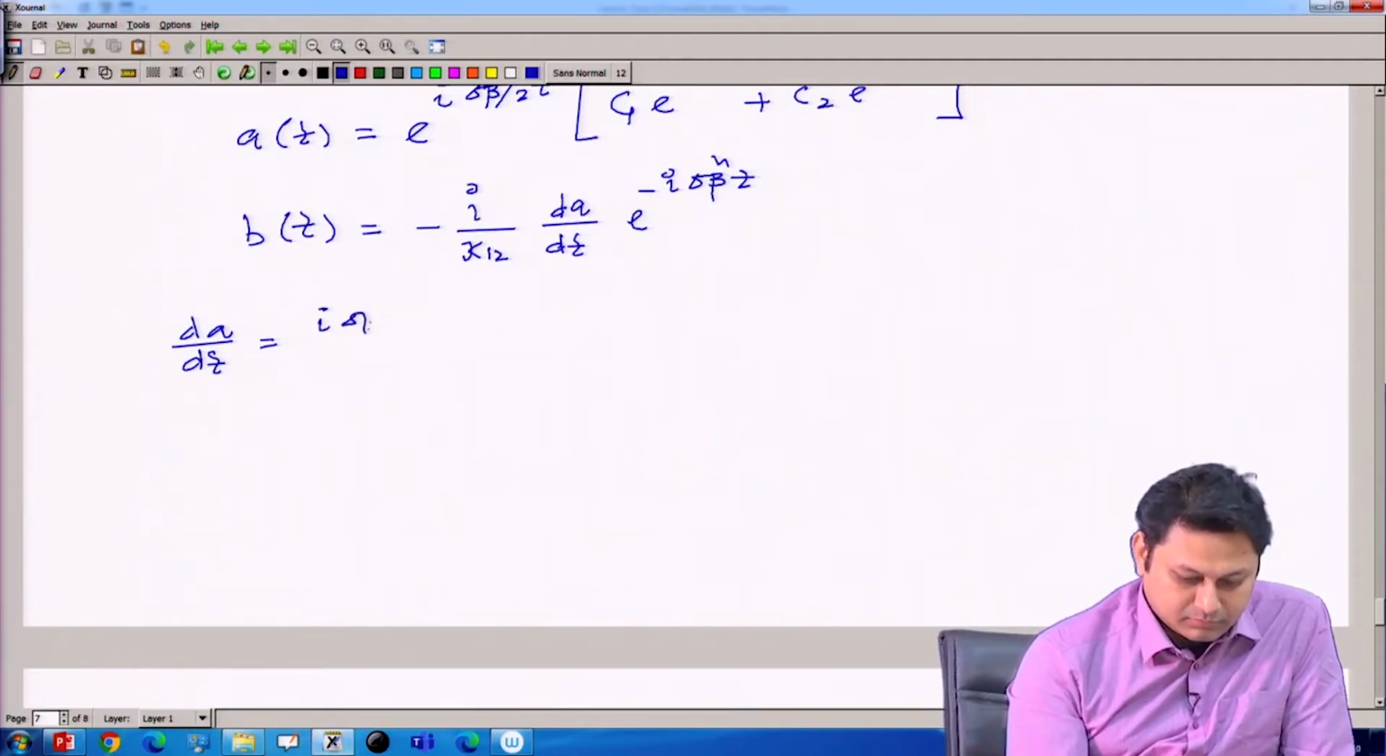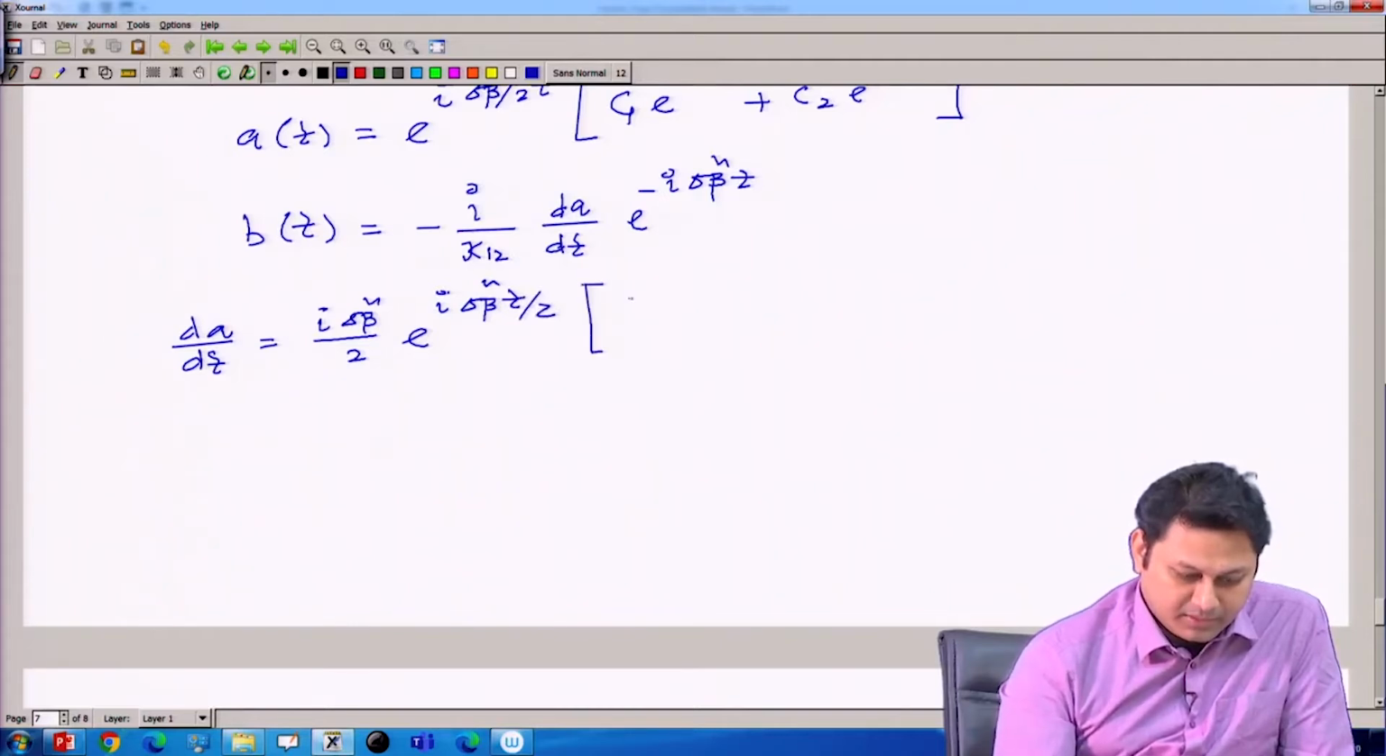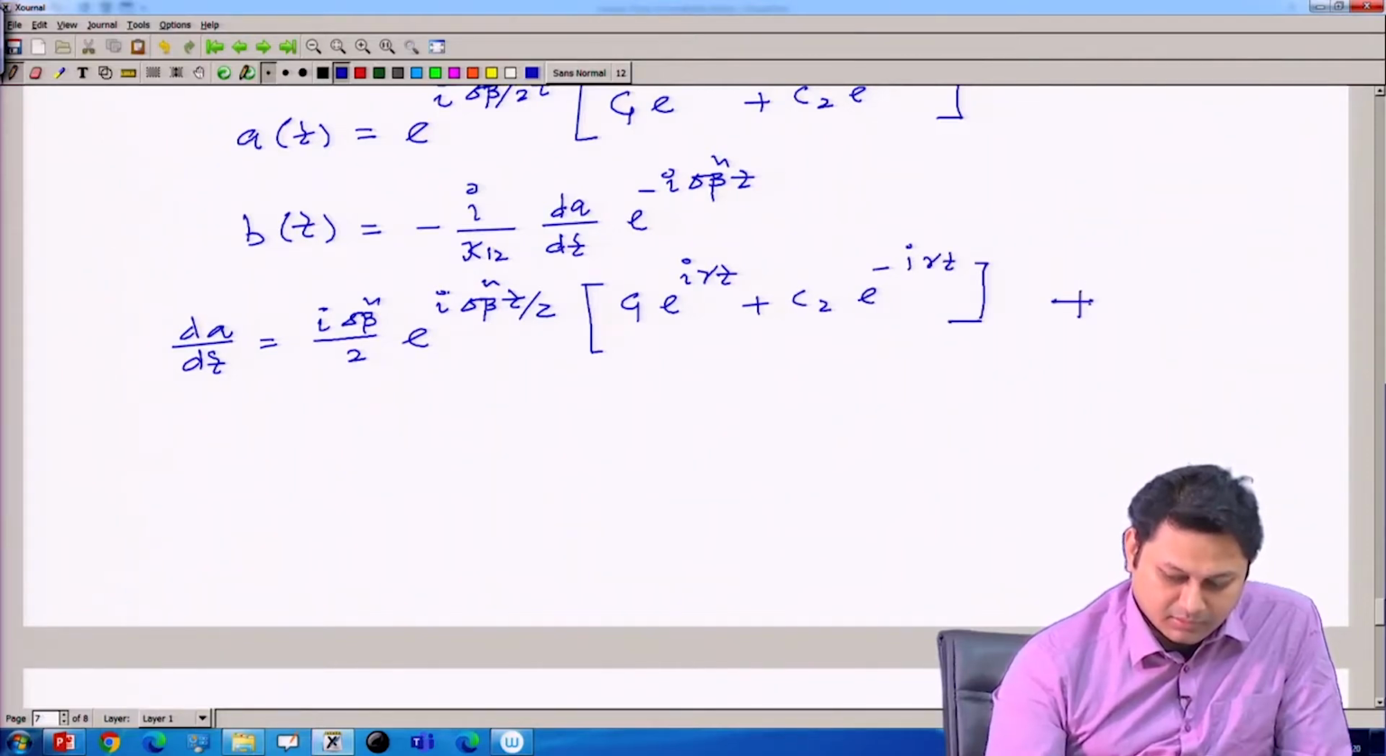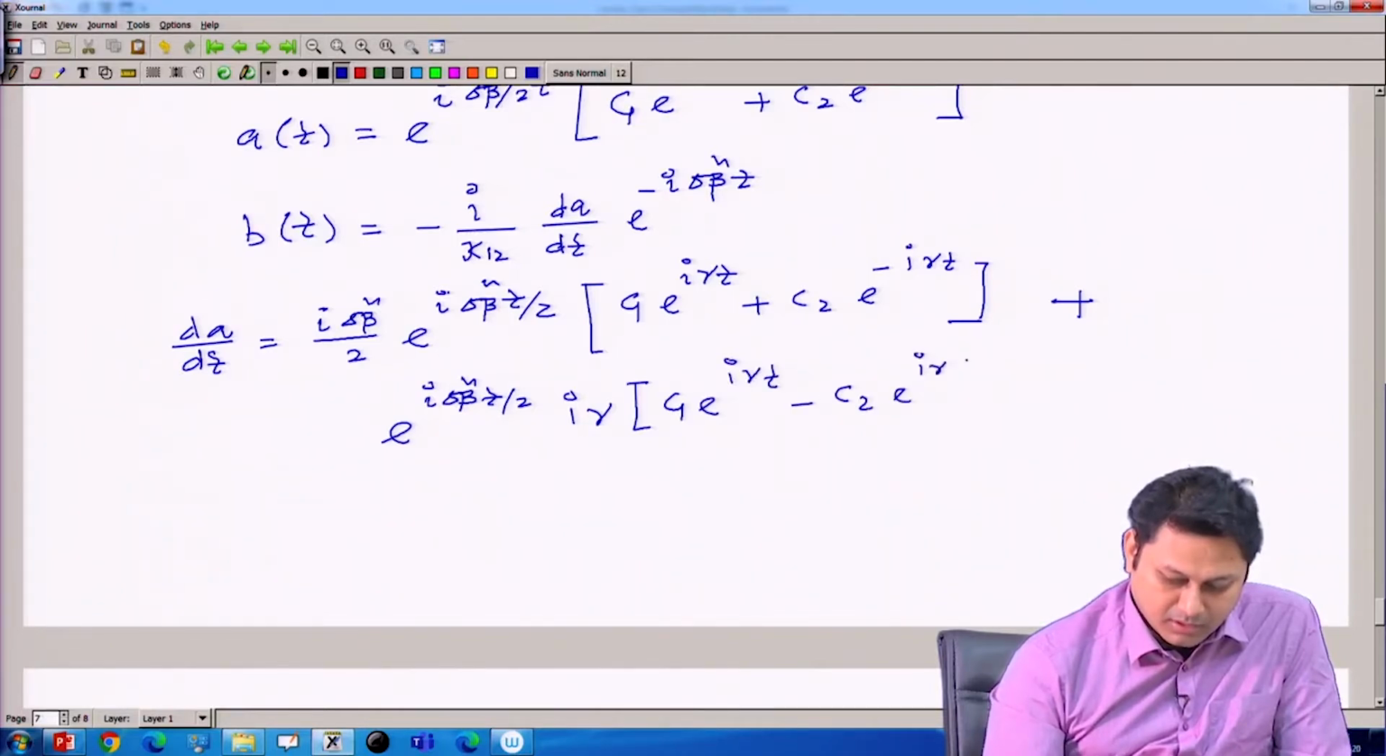I delta beta tilde divided by 2 e to the power of I delta beta tilde z by 2, the derivative of the first term, multiplied by the second term, e to the power of I gamma z plus C2 e to the power of minus I gamma z, plus the derivative of the second term, e to the power of I delta beta tilde z divided by 2, and then I gamma C1 e to the power of I gamma z minus C2 e to the power of minus I gamma z.